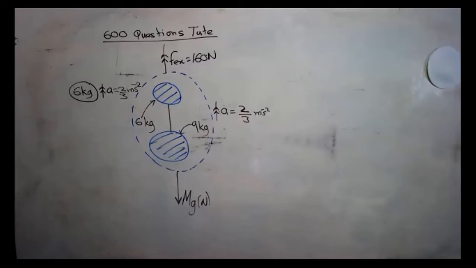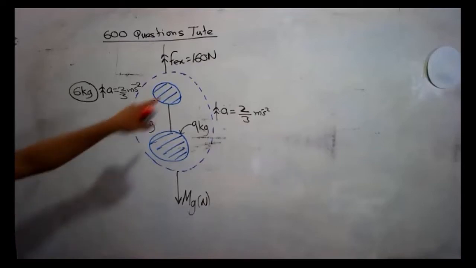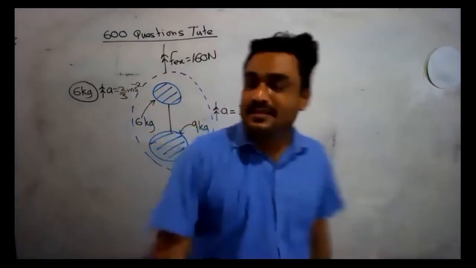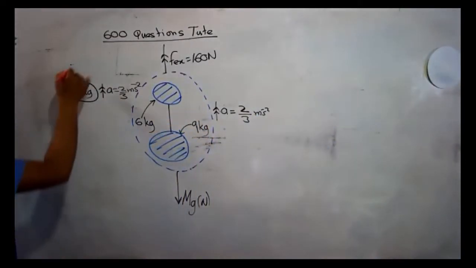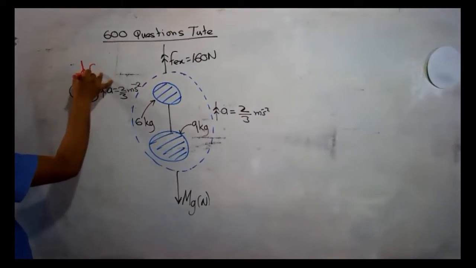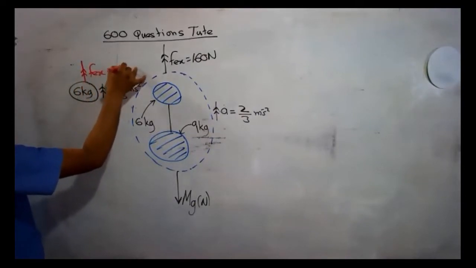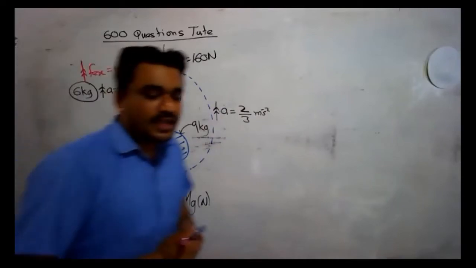4 Newton. Check again. This 160 Newton force is directly acting on the 6 kg object. The 6 kg object is moved up because of this external vertical force of 160 Newton. Okay or not?